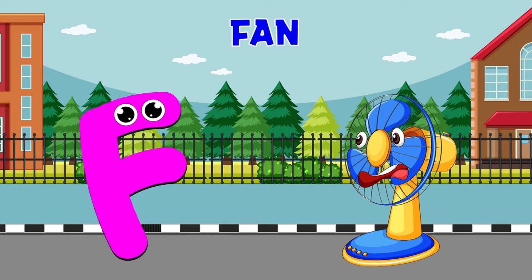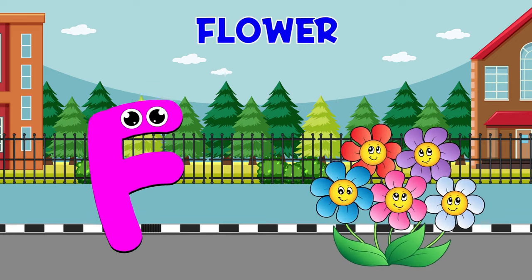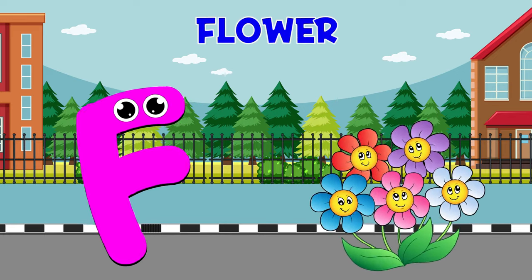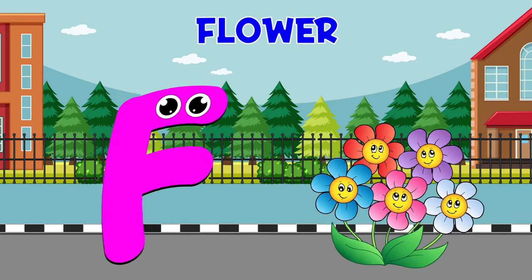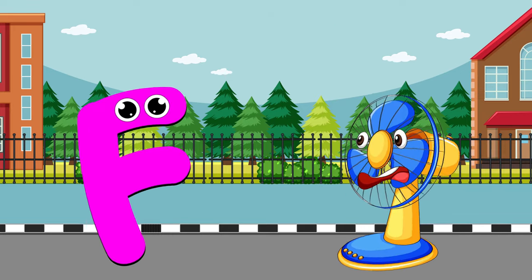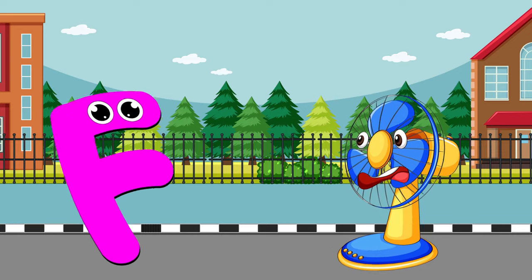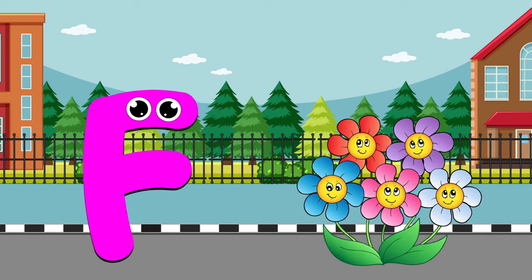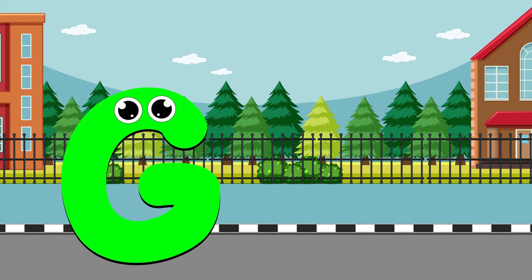F is for flower. F is for fan. F is for flower. G is for green.